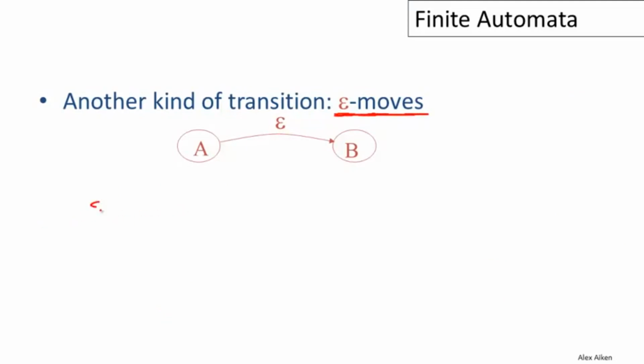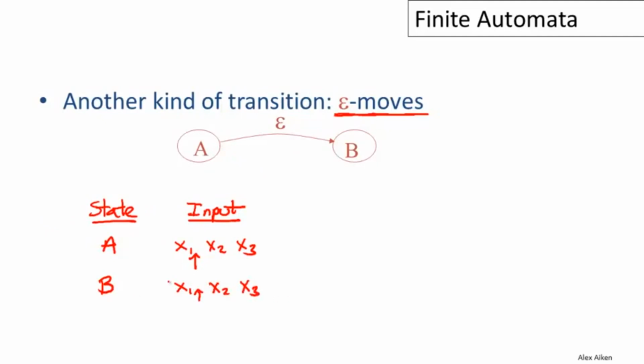So for example, if I have my state, and I'm in state A, and my input, and let's just say that we have x1, x2, x3, and for some reason we're about to read x2. When we make an epsilon move, the machine changes state, but the input pointer stays in exactly the same place. So the new configuration of the machine would be that we're in state B, but our input pointer is still waiting to read x2. So you can think of an epsilon move as a kind of free move for the machine. It can move to a different state without consuming any input.